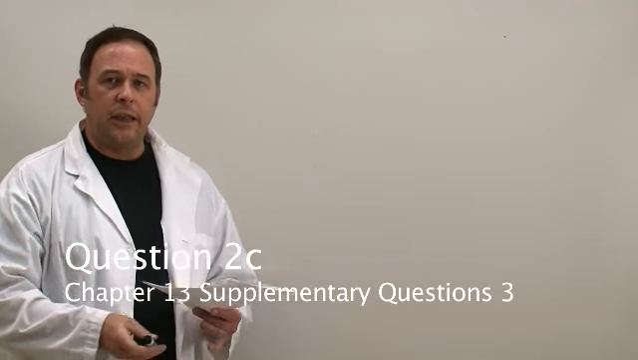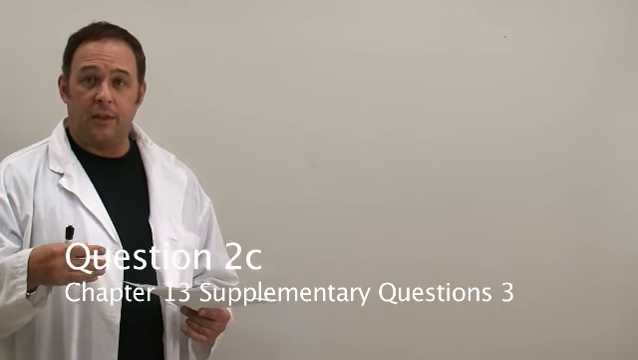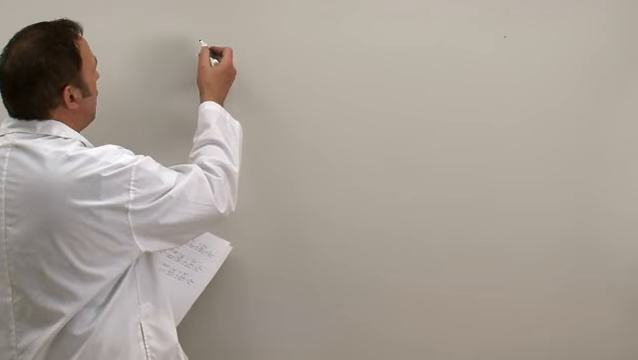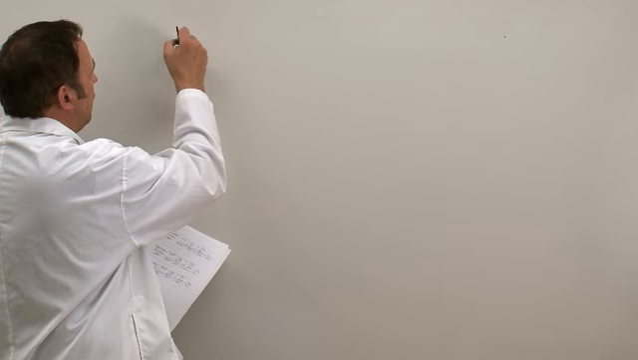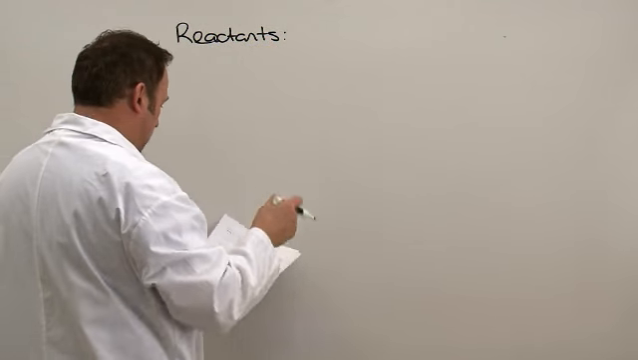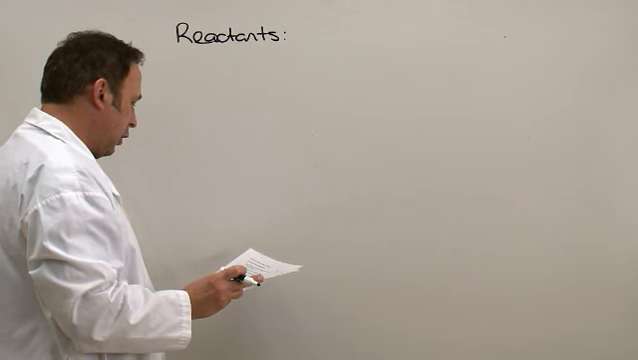For 2C, they're wanting you to write down the half reactions that occur at the cathode and the anode, and the net reaction. What they're doing is removing water by giving you molten substances. So your reactants for number 2C, we've got molten aluminum nitride.